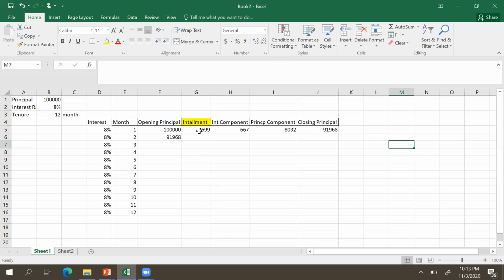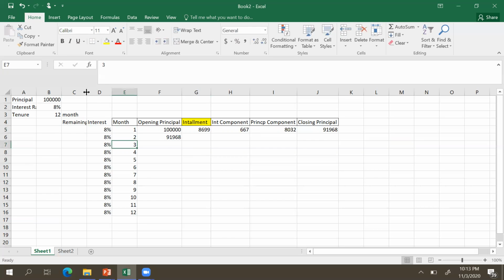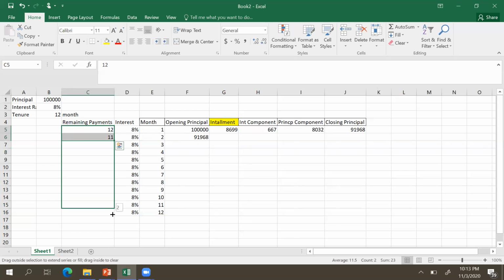But the thing is that when dragging down the formula, it is picking up the interest rate from here. That's not an issue, but the number of remaining payments is an issue. So I will add another column for remaining payments. Okay, so the remaining payments are 12, 11, and so on down to 1.